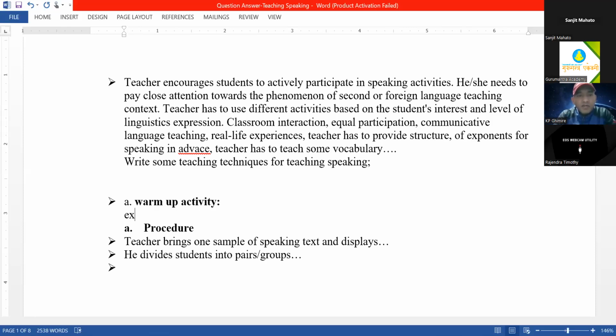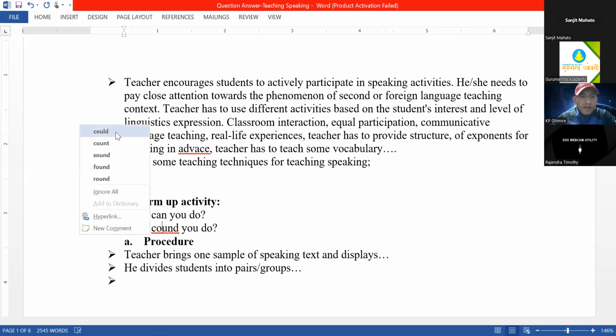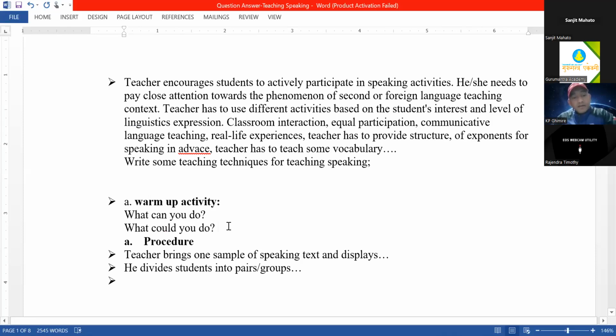And directly what we do is we ask the student, what can you do? Or what could you do? See, students have to use I can, I could, right? So they are using some language exponents related to expressing this ability. So we simply ask students.